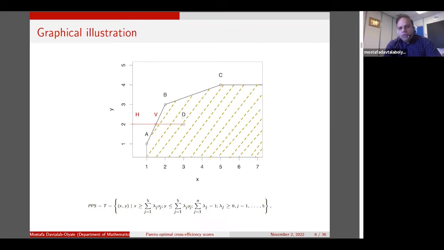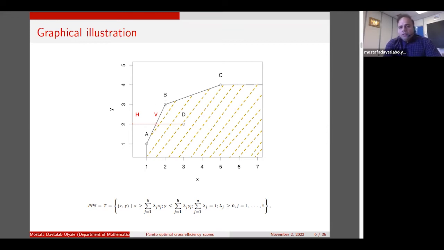Consider DMU-D, or unit D. We want to know, is there any point in the PPS that can produce the same output as DMU-D with less input? If we can find such a point, then DMU-D is an inefficient DMU. As we can see, point V can produce the same output as DMU-D with less input. So DMU-D is an inefficient DMU.